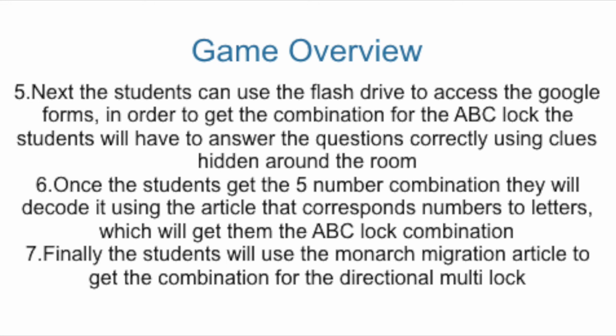Finally, the students will use the monarch migration article and use the arrows and text on the article to get the directions for the migration path of a monarch from Wisconsin. Using this information, the students will be able to get the combination for the directional multi-lock, which will allow them to remove the hatch and open the large lockbox.